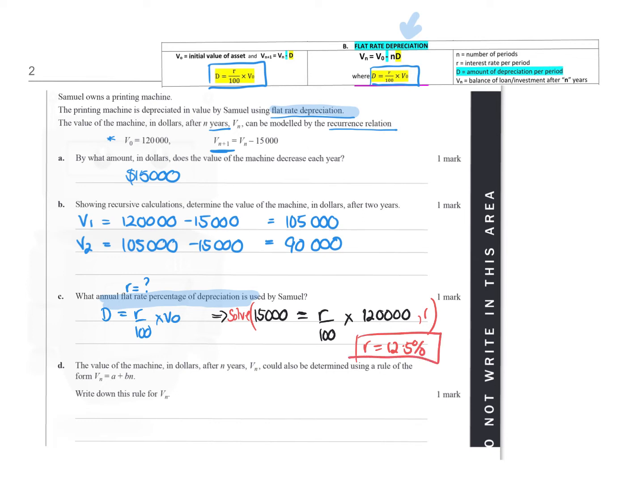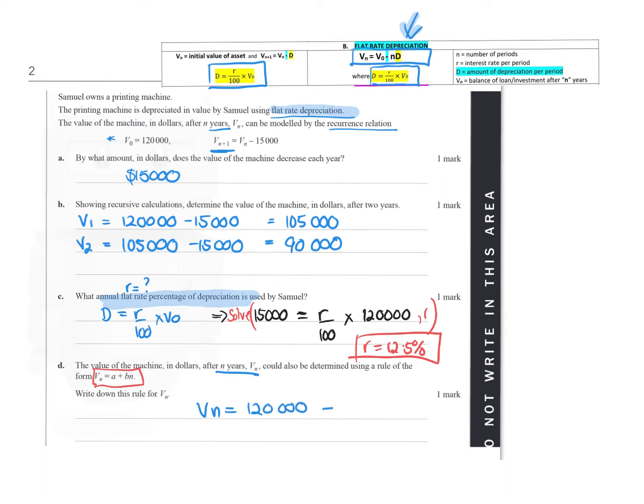Okay? So the value of the machine in dollars after n years could be determined using this rule. So they're asking us for the nth term here. If you remember I said the middle column shows us the nth term formula. So here, they want you to write down the rule for Vn, and it is the same as what we've got up there. So Vn would equal, let's follow what our formula says, and it says to write the V0. So what was the V0? 120,000. We can read that at the start.